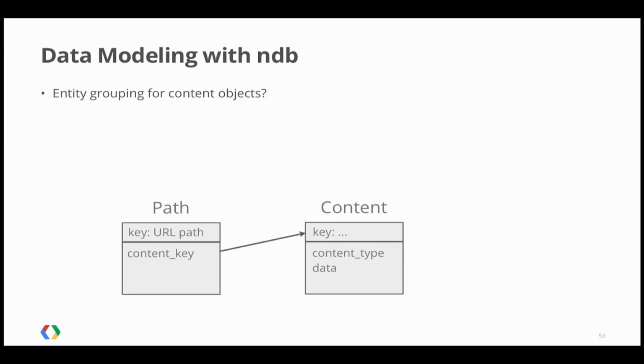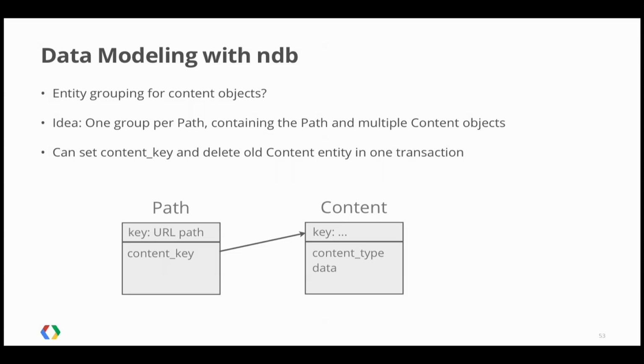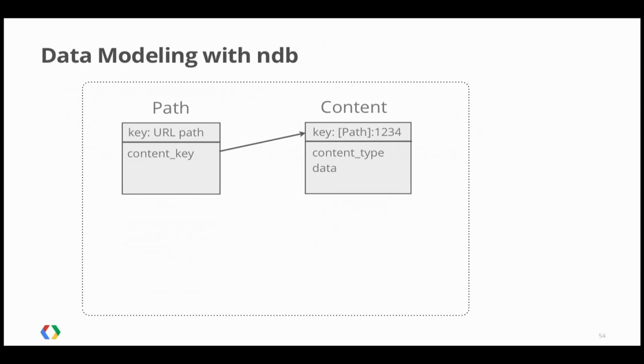So what about entity grouping? Do we need to think about transactionality for anything like this? So one idea, the one that we used, is to have one group per path, and then that group contains the path and multiple content objects. And that allows us to set the content key. We can change that pointer and manipulate content objects in a single transaction. So it looks something like this.